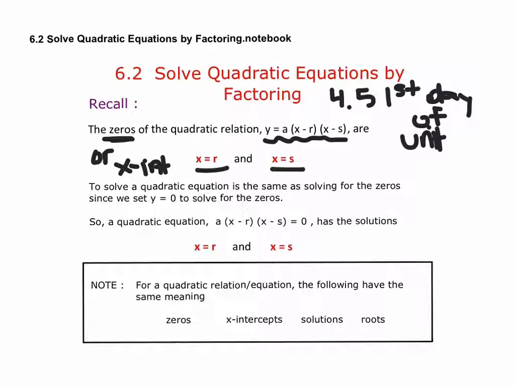So solving a quadratic equation is the same as solving for the zeros, since we set y equals 0 to solve for the zeros. A quadratic relation has an equation of a(x minus r)(x minus s) equals 0 to find the solution. Important note here: they might be called zeros, x-intercepts, solutions, or roots.